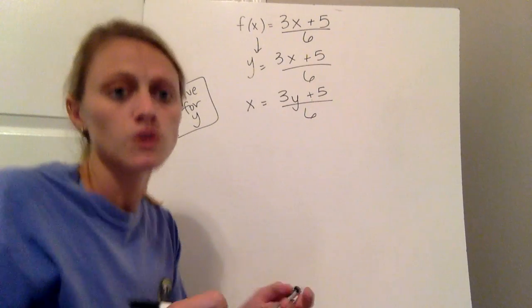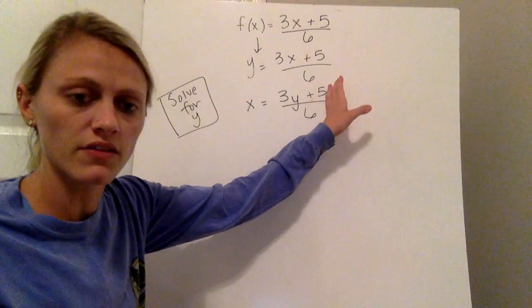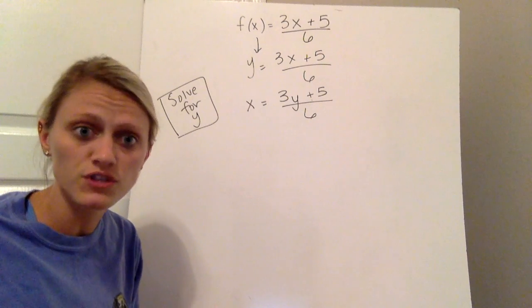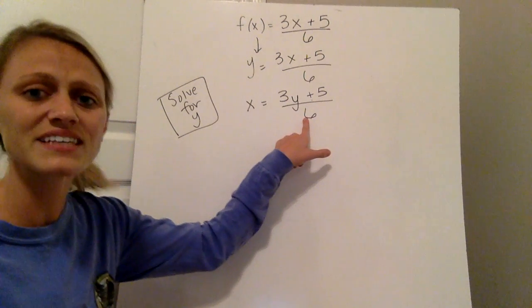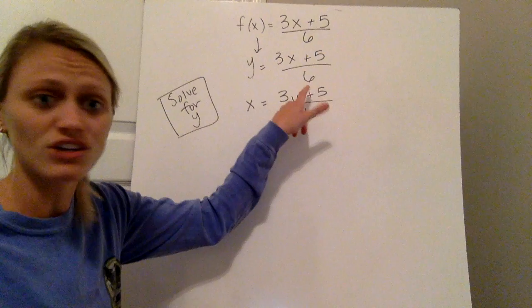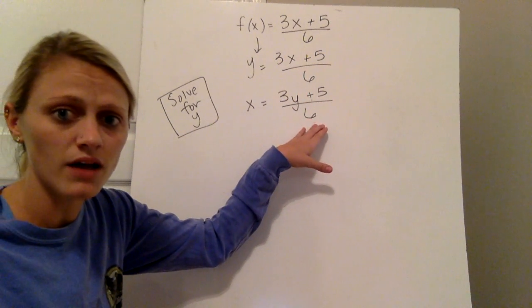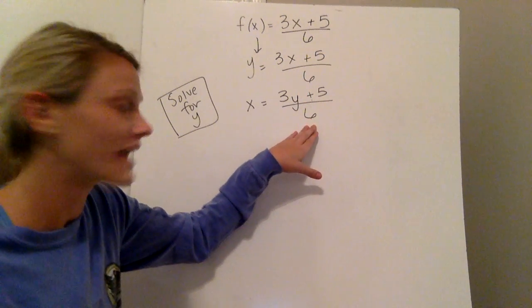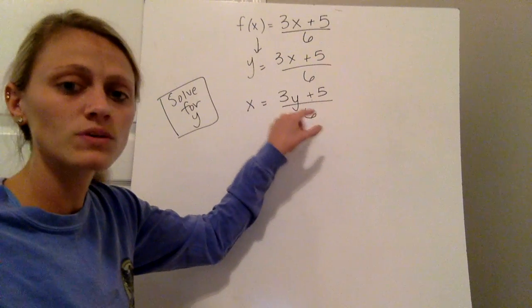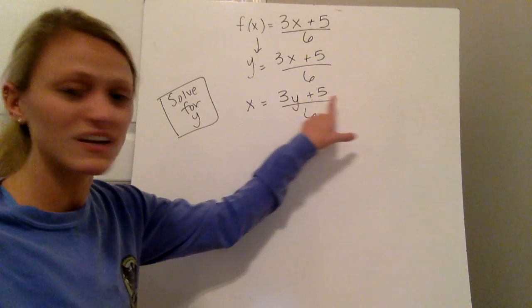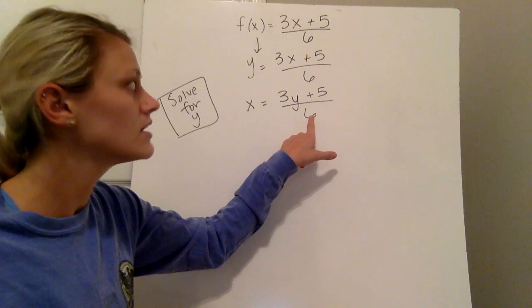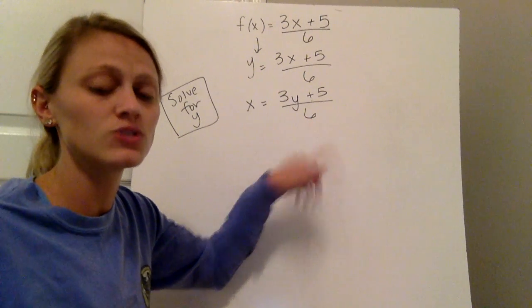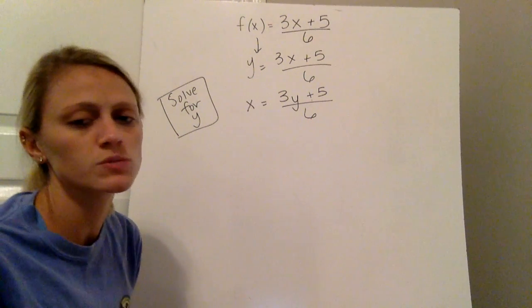Like last time, I said start with the thing that's furthest away from the y. In this case, the 6 isn't even on top with the y. It's completely on the bottom, so we're going to start with that 6. This 3y plus 5 was divided by 6, because the fraction symbol means that it was divided. So in order to get rid of this 6, we do the opposite of division, which is multiplication.